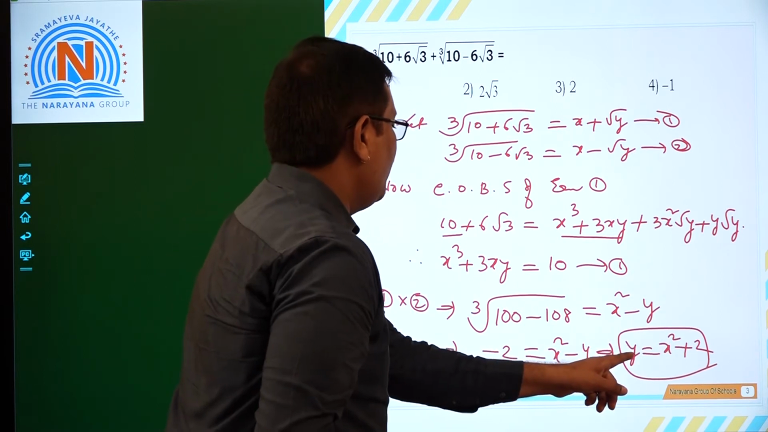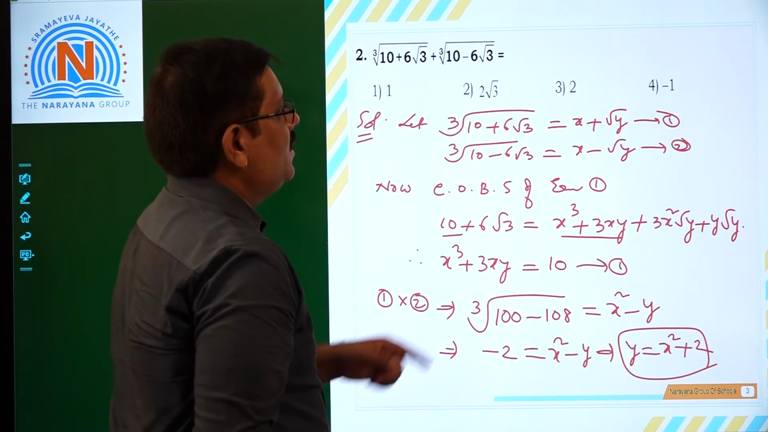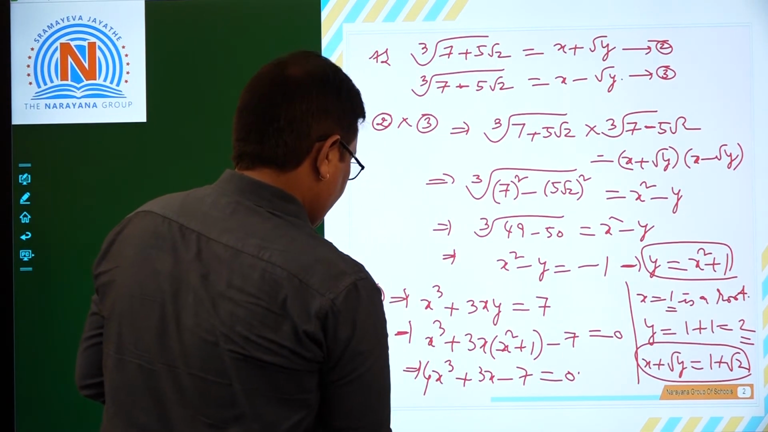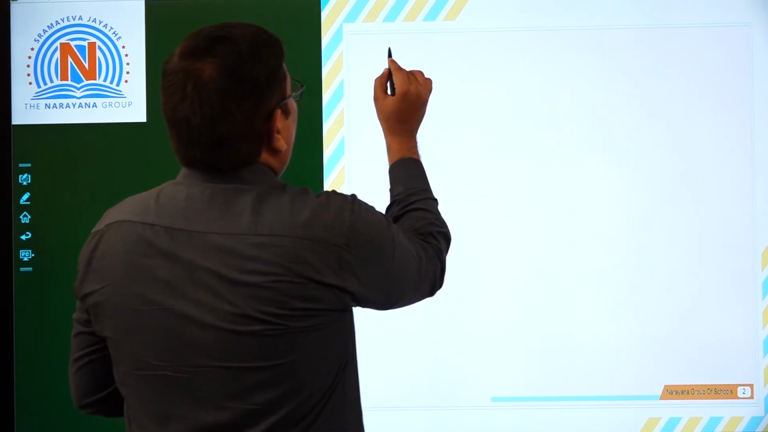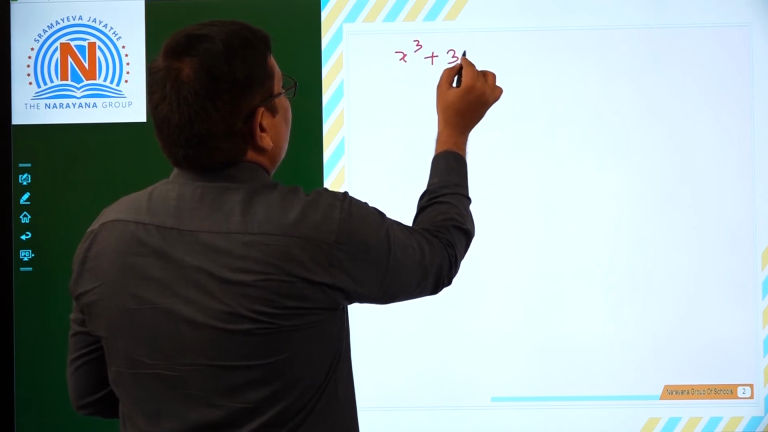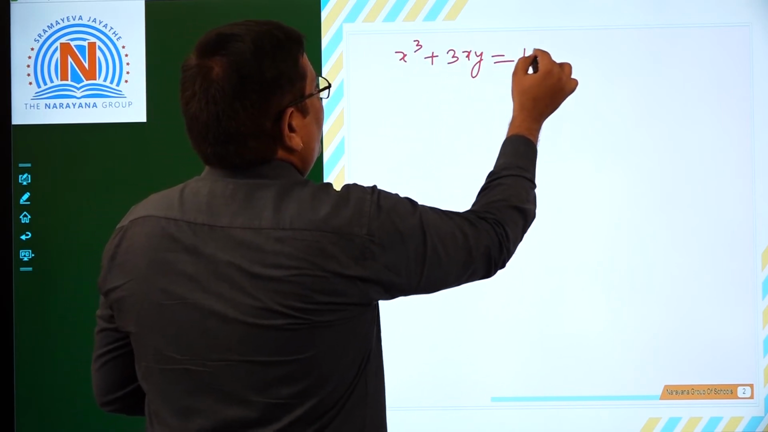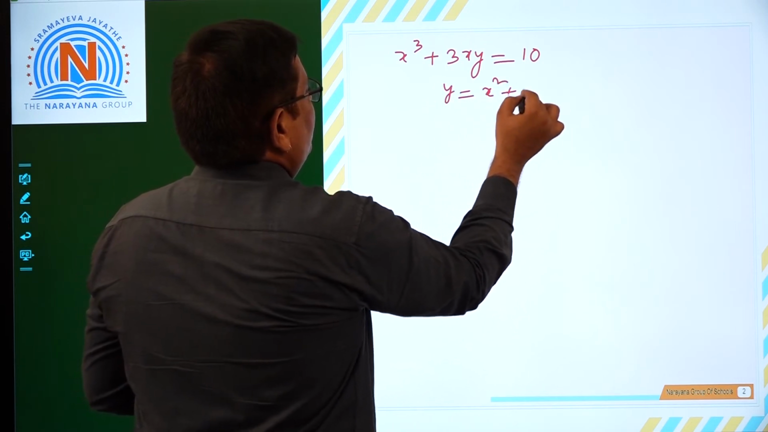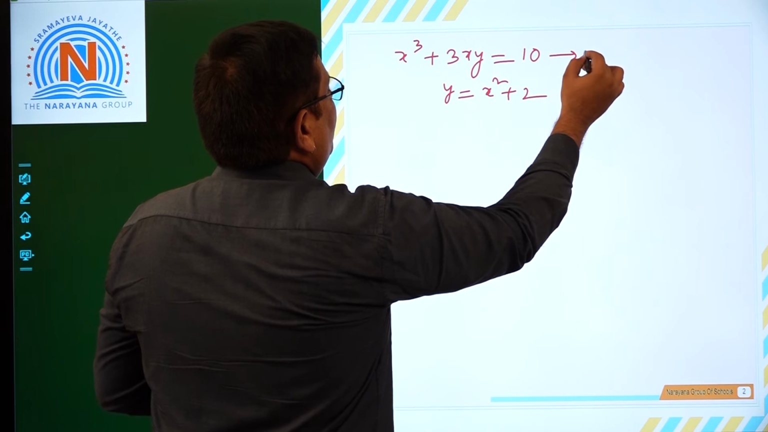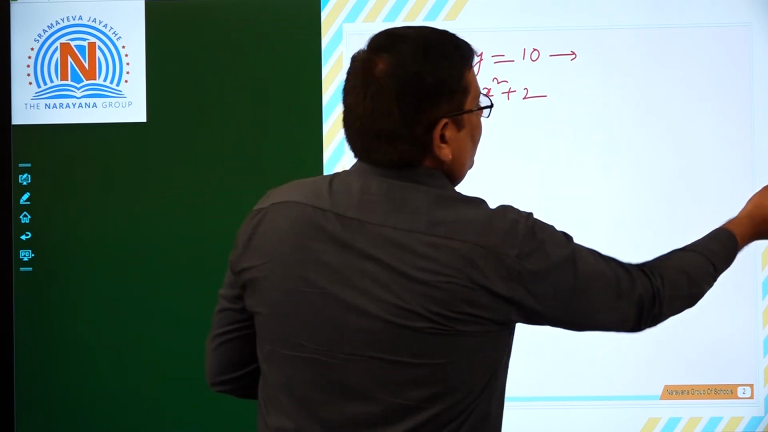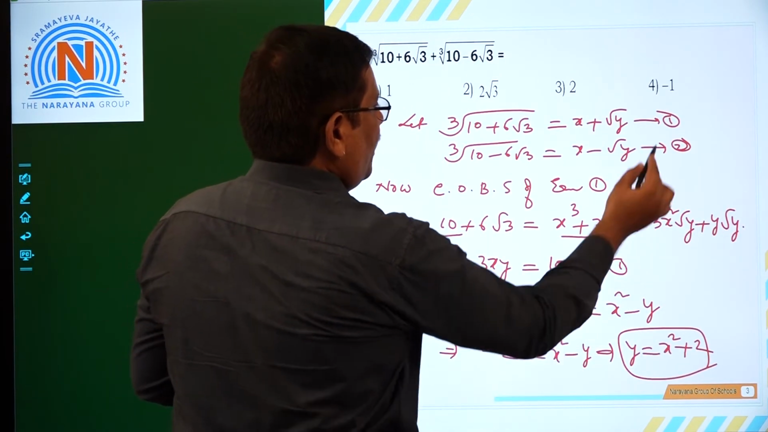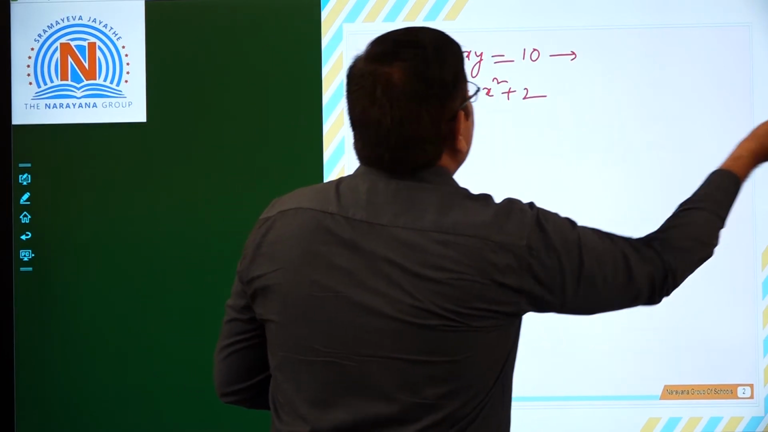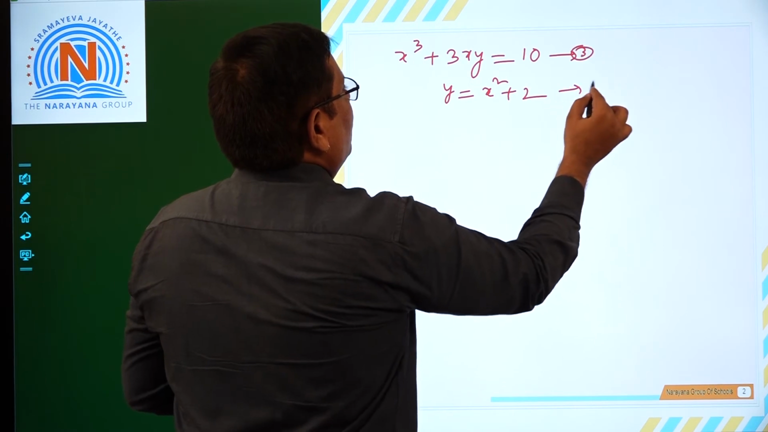Now this y value we have to substitute in 1. Then what do you get? Let us see. We have x cube plus 3xy is equal to 10. Next, we have y is equal to x square plus 2. This is condition number, already 1 and 2 are there, let us take it as 3 and 4. Let us take 3 and 4 equations.